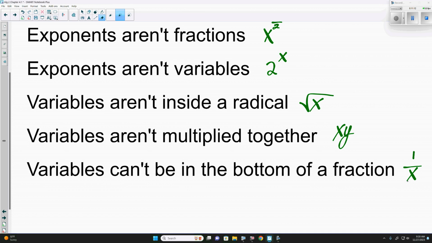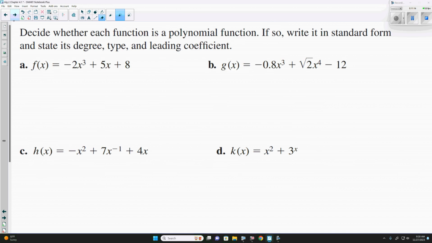So let's look at the first part. There's multiple steps to this. First part, decide whether each function is a polynomial function. If it is a polynomial function, write it in standard form, state its degree and leading coefficient. Okay. So let's look at the first one.